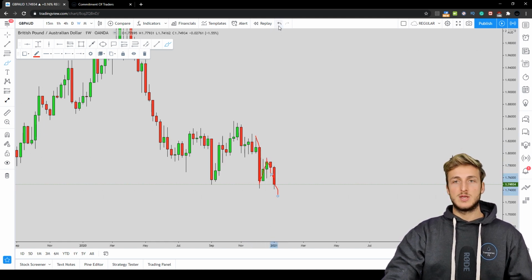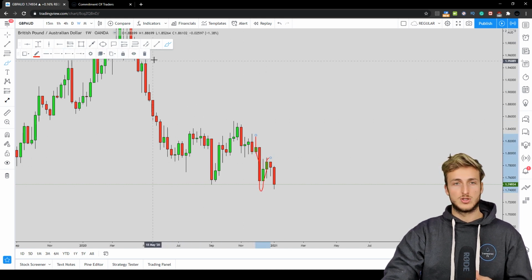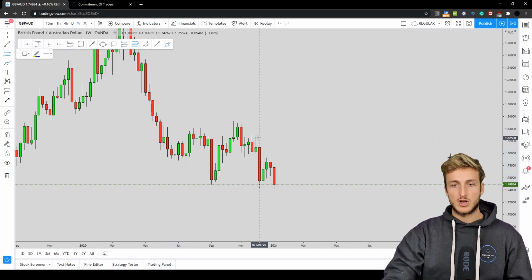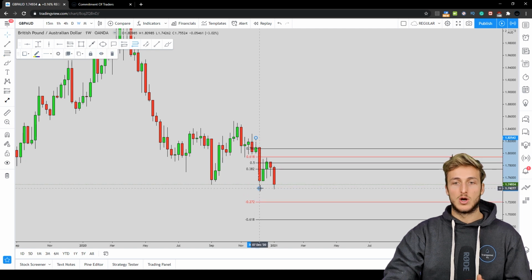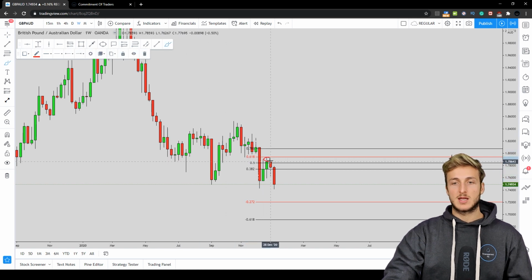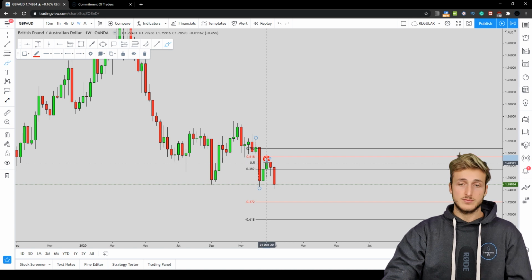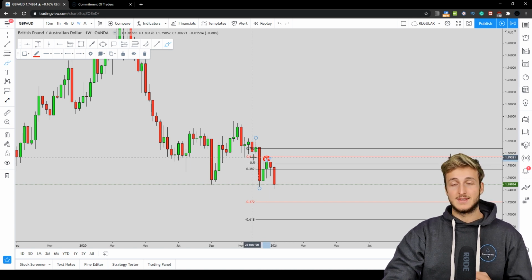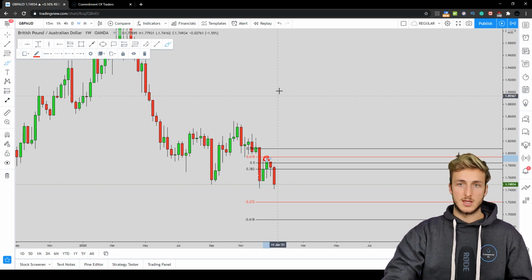Now, generally speaking, if you have an impulse and you want to measure the correction, what you have to do is take your Fibonacci from the high to the low of the impulse. And if we take our Fibonacci from the high to the low of this impulse, what we can see is that the market has retraced exactly inside of the zone, which is between the 50% and 0.618 of the Fibonacci taken on this weekly impulse.